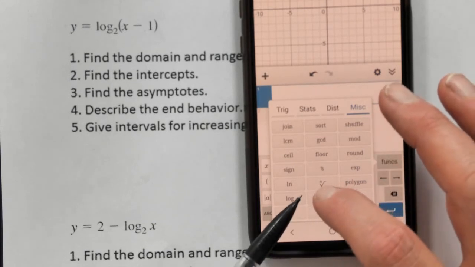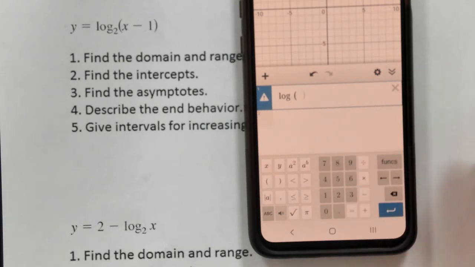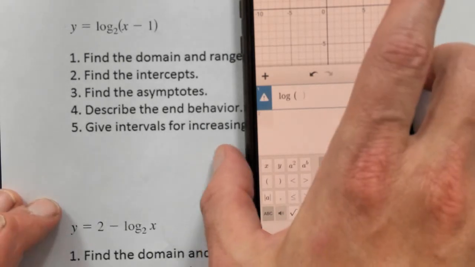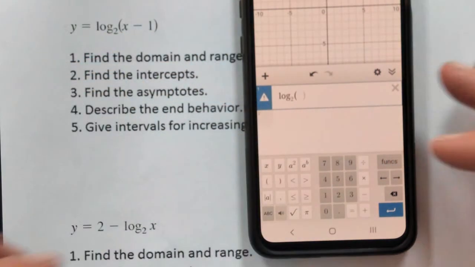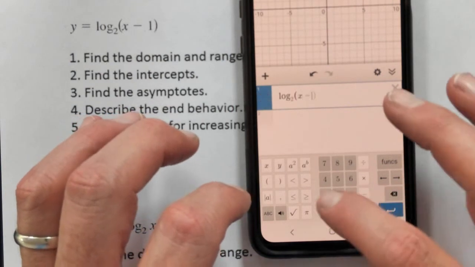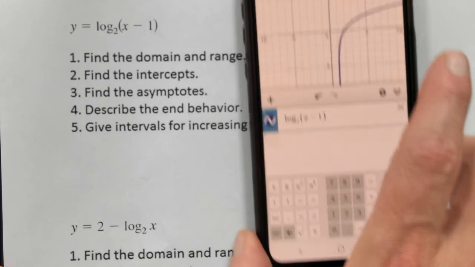And so I'm going to go ahead and put this here. And so now it's asking me for the correct base. So log base 2, so I can put my 2 in there. And then now we can put in the x minus 1, and we close it off. Okay, now we have the correct graph.